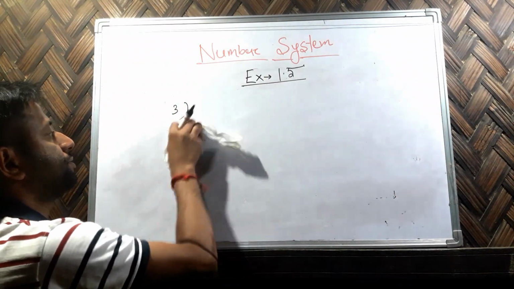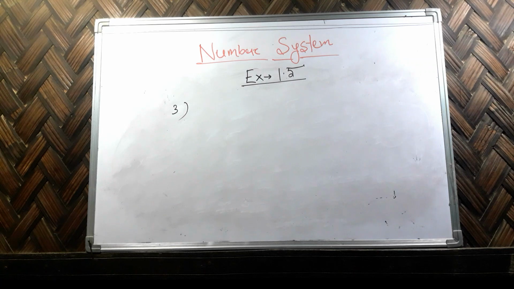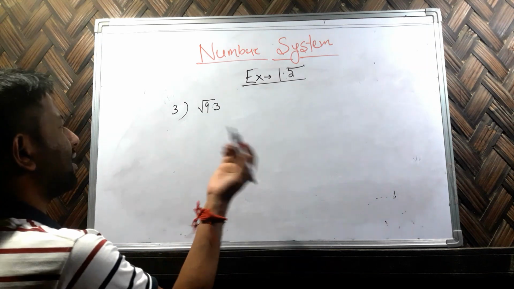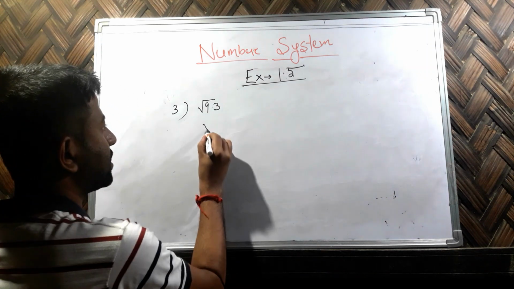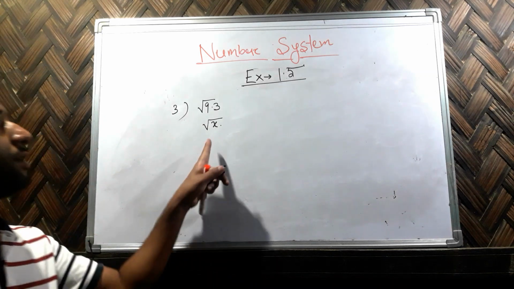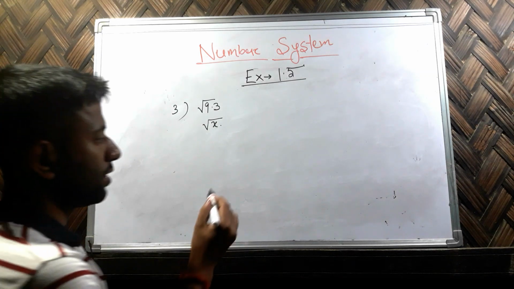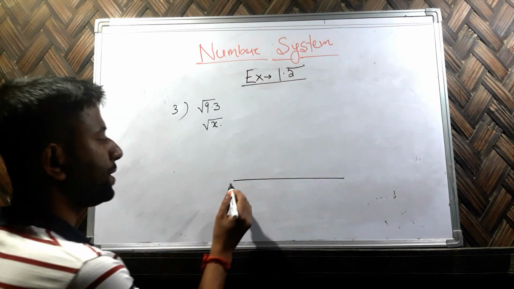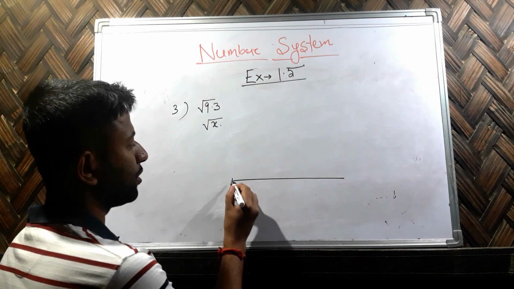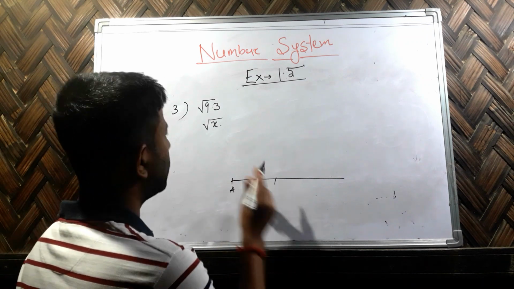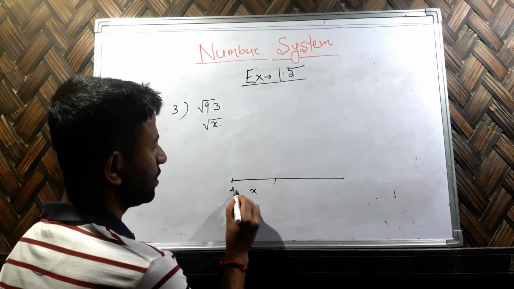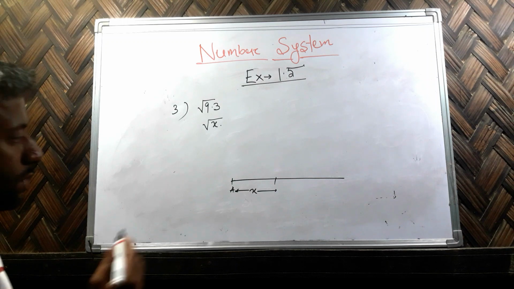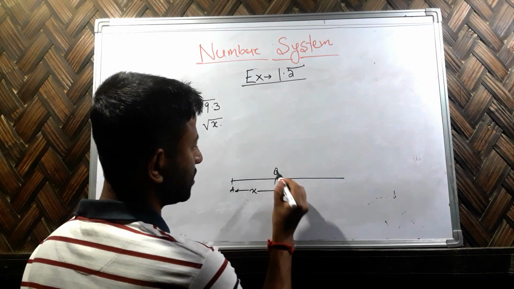For that, what do we have to find out? Root over 9.3. I don't know, I am taking any random number. Suppose I'm taking root x. So how do I represent root x on a number line? For that there is a process. You have to draw this, and at the beginning you start from here. Suppose this is a point and you take whatever length is given. Suppose this is x, so you take this as x, and this point is B.